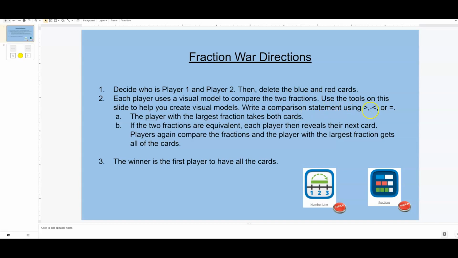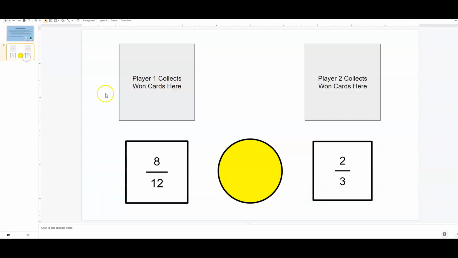Then, compare the two fractions in the middle using greater than, less than, or equal to. So in this case, we have 8/12 and we have 2/3. These are actually equivalent to each other. If they were not equivalent to each other, then both of the cards would go to one of the players, whoever has the greater fraction.